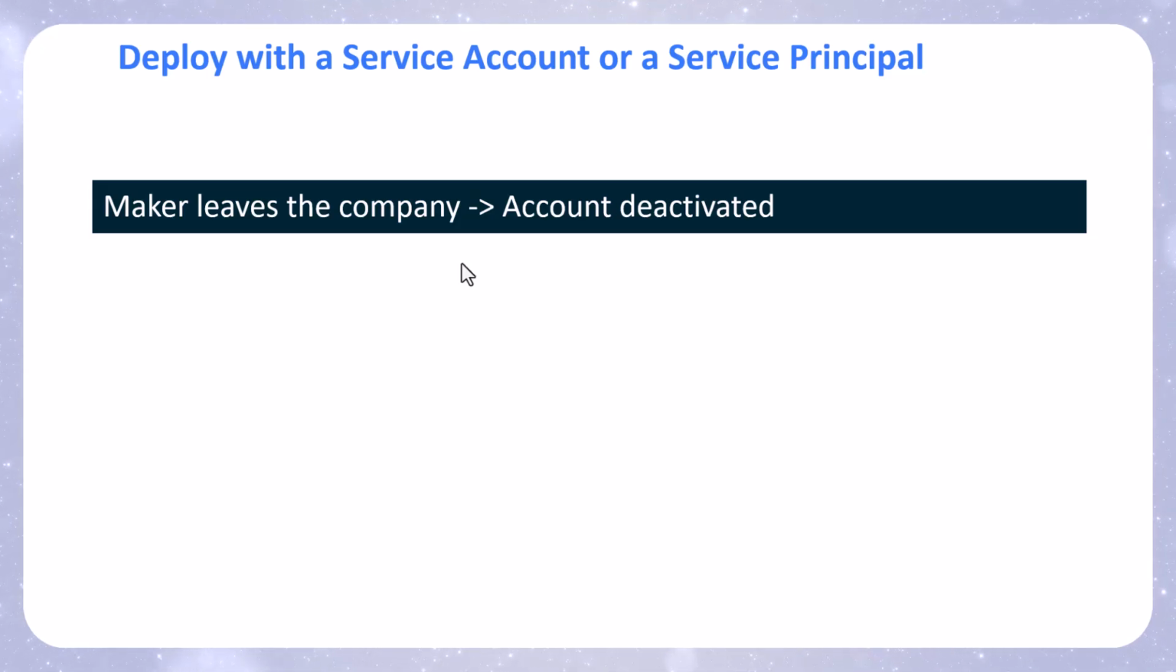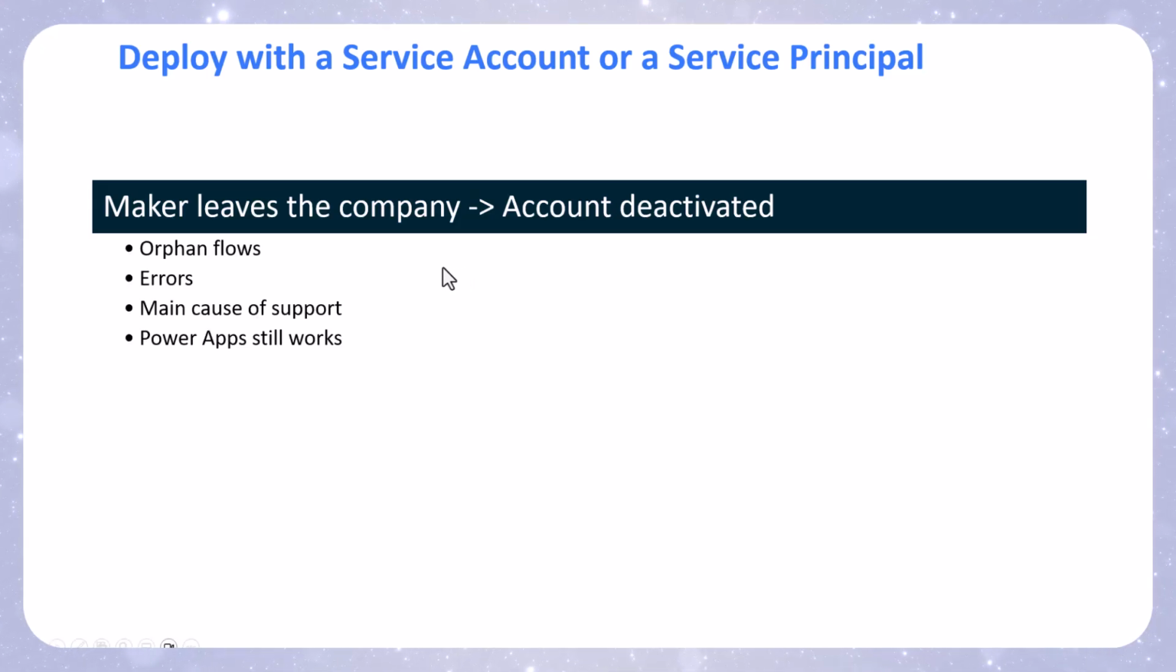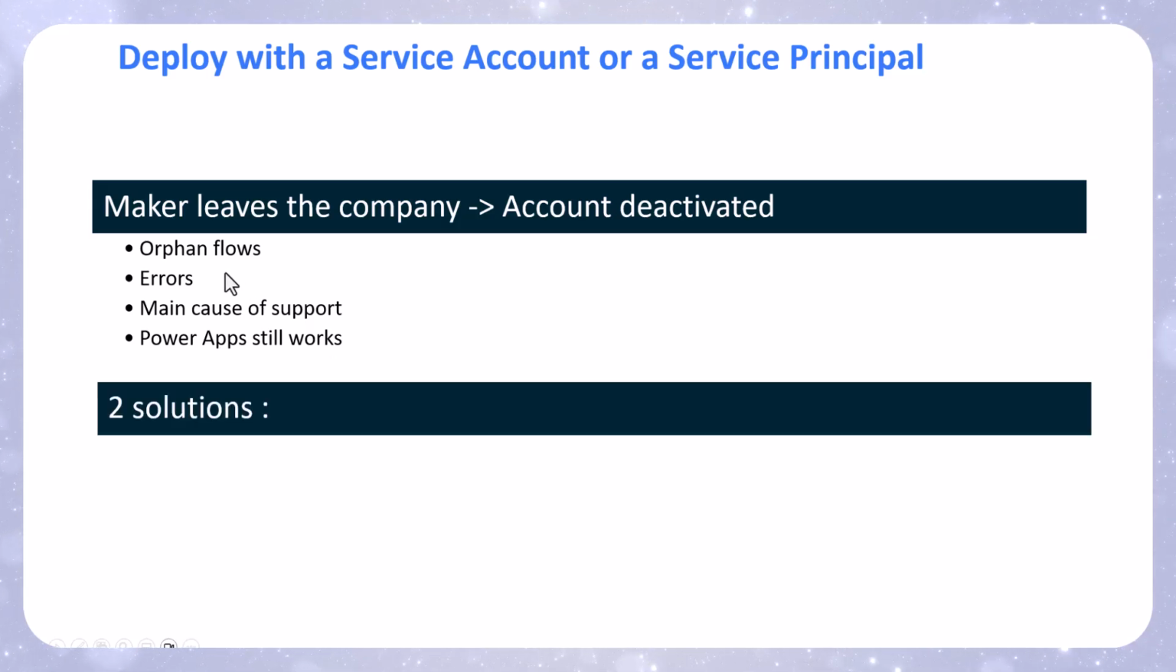Because if people leave the company and the account is removed, this generates orphan flows. The flow runs into an error, and that's the main cause of support. Even though Power Apps still works, the flow stops running. So two solutions: service account or service principal.